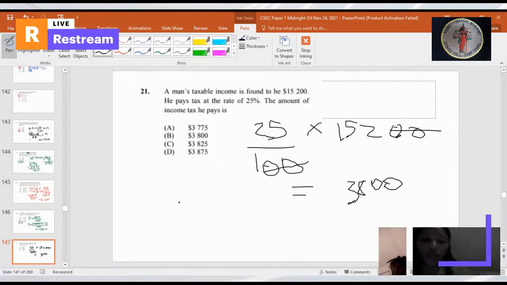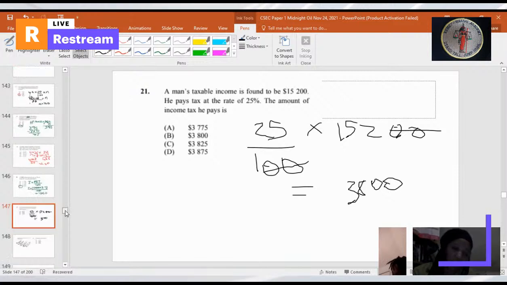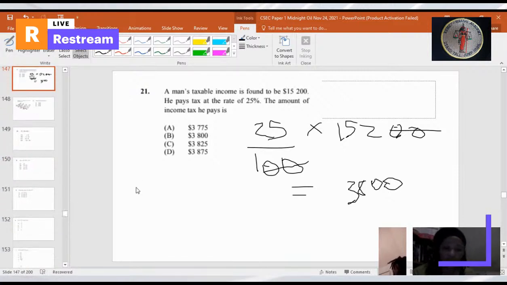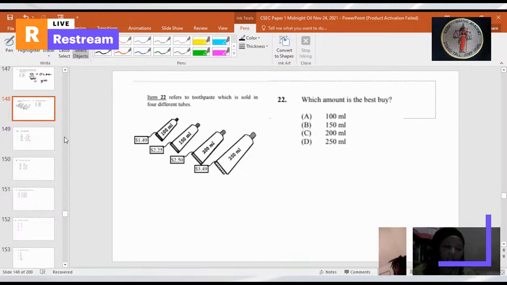But you should know that 25% is a quarter. That's something we should all know by now. So if you want to find 25% of something, just divide it by 4. And we would have gotten this number. 15,200. 4 into 15, 3 times. And 4 into 32, 8 times. And the 0, 0. All right.